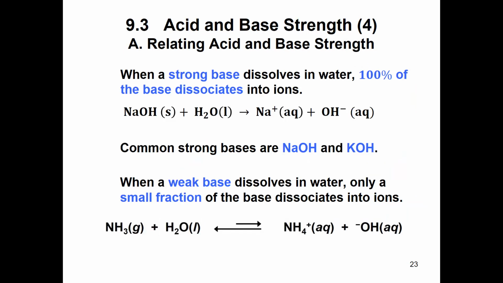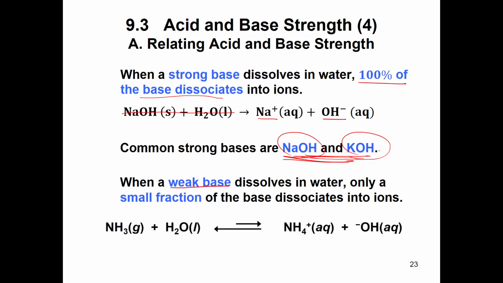When a strong base dissolves in water, same thing. 100% of that base is going to dissociate. So this will be gone, and it will all turn into the sodium ion and the hydroxide ion. Commonly sodium hydroxide, potassium hydroxide, anything in group 1A is going to typically be a strong base, because they dissociate 100%.